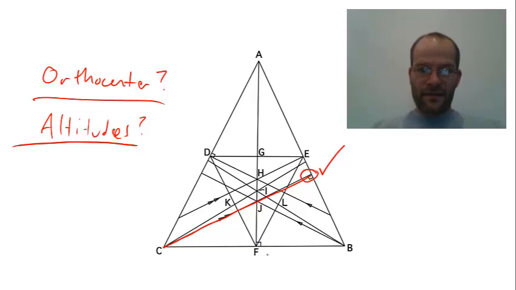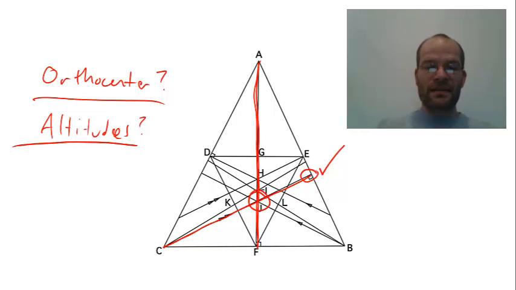And then we have this AF, which is perpendicular to CB down at point F, and that goes to the opposite vertex. There it is. That's an altitude. And with that information right there, we can already be certain that this point J is the orthocenter. So that was an easy one.